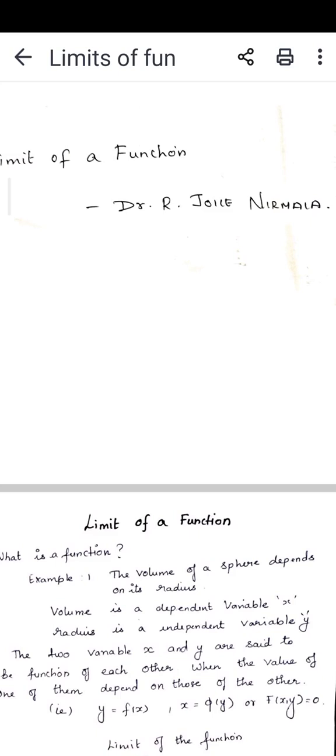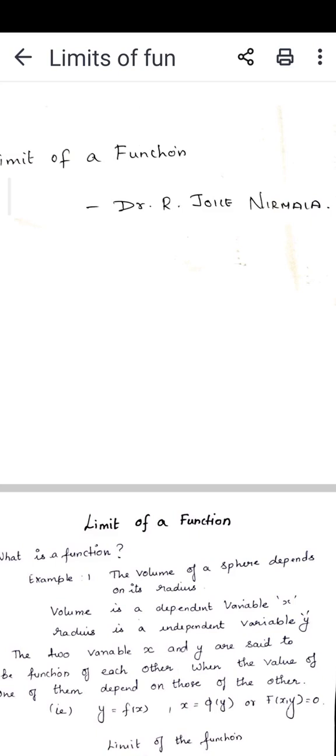We know that functions are of different types. In elementary classes, we have studied different types of functions: logarithmic function, exponential function, polynomial function, trigonometrical function. Even a constant is also a function. So we have learned different types of functions in our elementary classes, and for those functions, we are going to find the limit. What are the limit points of the function?